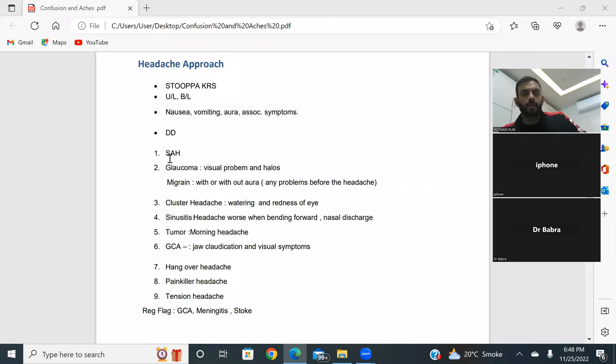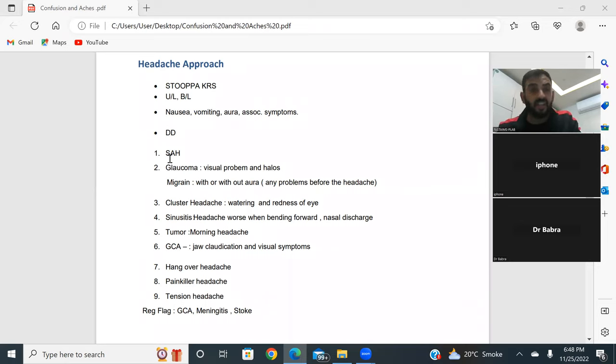Ask one question in headache: is this the worst headache of your life? Why? Subarachnoid hemorrhage. So we go with our strategies regarding the DD. I only work on the DD because the only problem is the DD and then the management. But with a good DD you have good management, and these stations are quite easy. DD, first thing, subarachnoid.